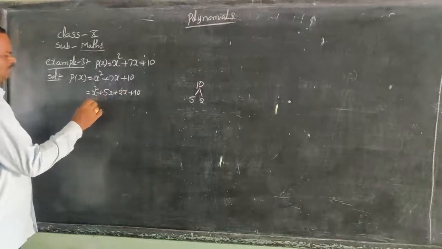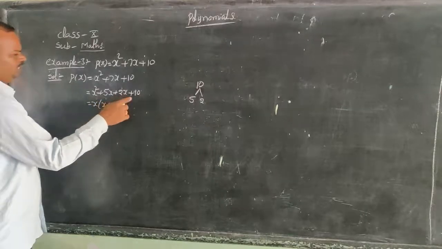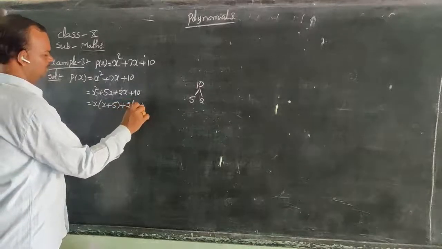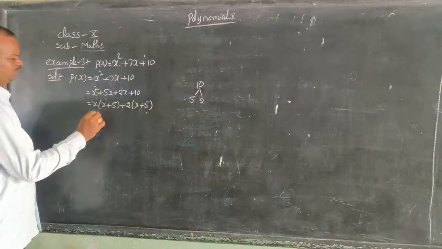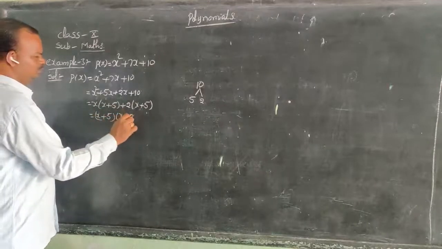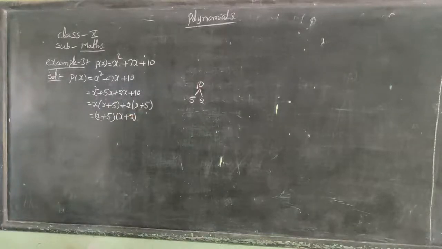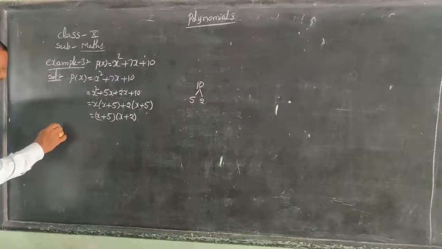Take x common in the first two terms: x times x plus 5, and in the remaining two terms take 2 common: 2 times x plus 5. Again taking x plus 5 common, we get x plus 5 into x plus 2.